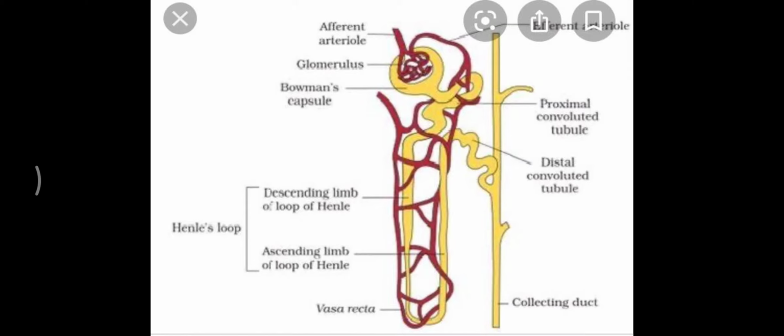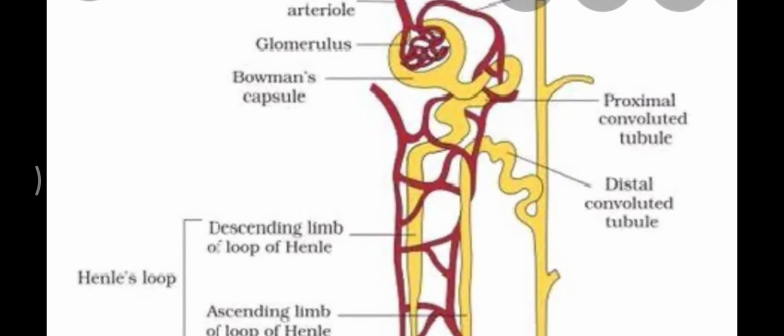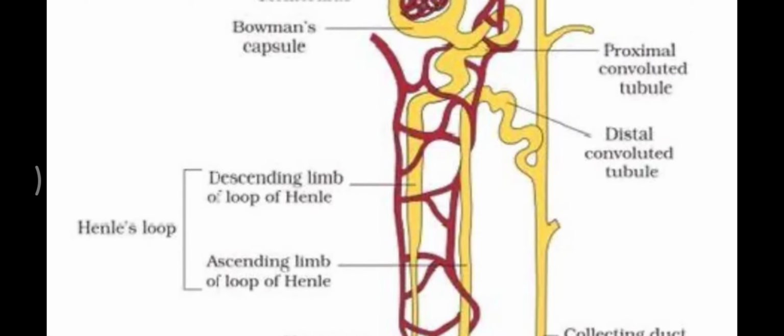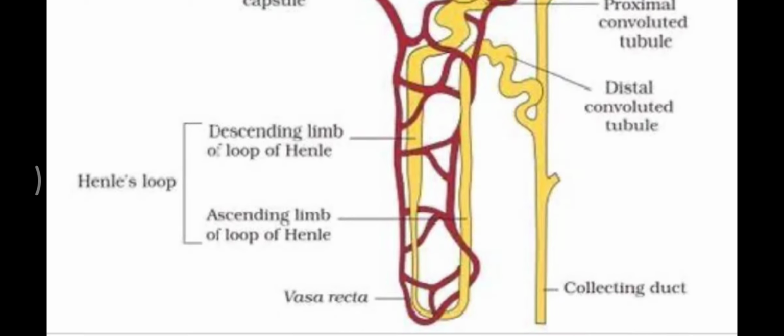From the Bowman's capsule, a short tube comes out that is known as PCT. The expanded form of PCT is proximal convoluted tubule, and this proximal convoluted tubule further leads into a U-shaped loop. You can see this is the PCT. The Bowman's capsule is opening into the PCT, and the PCT is further extending into a U-shaped loop, and this loop is known as Henle's loop.